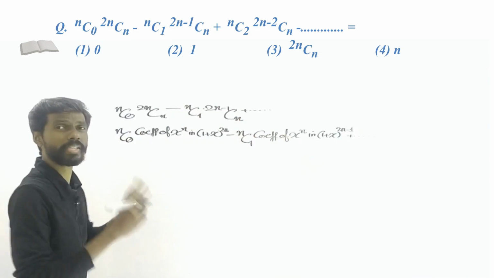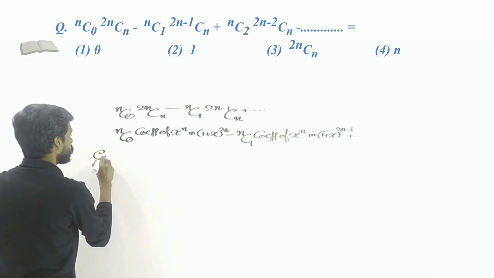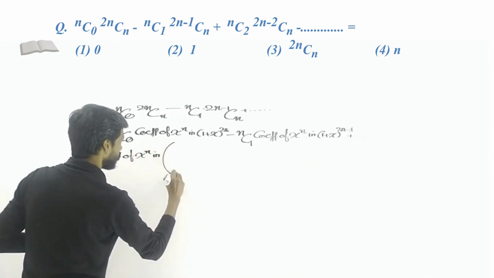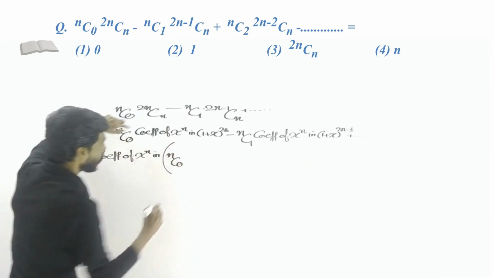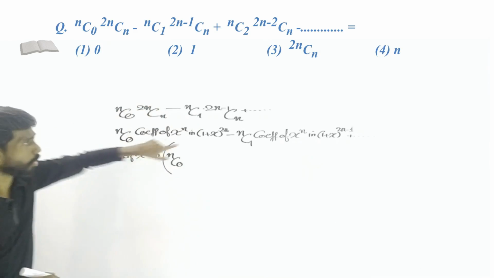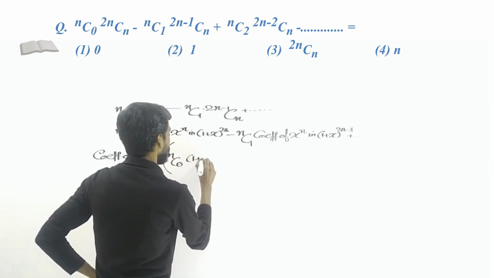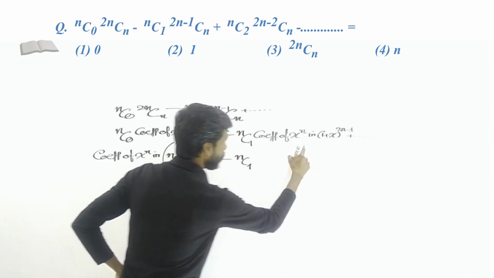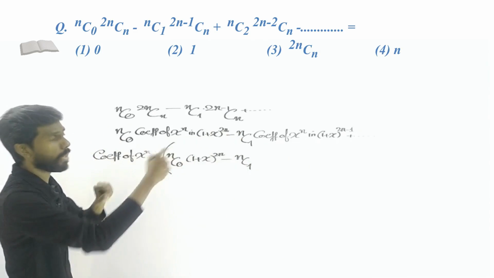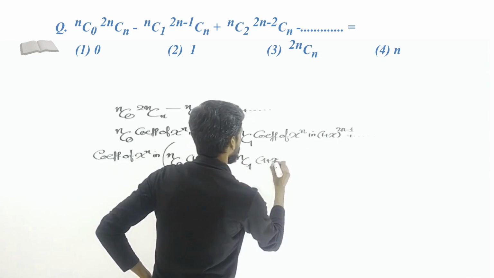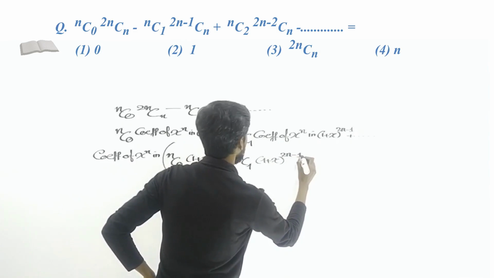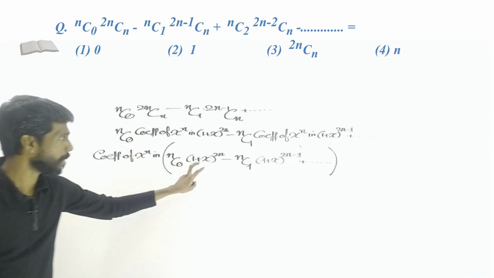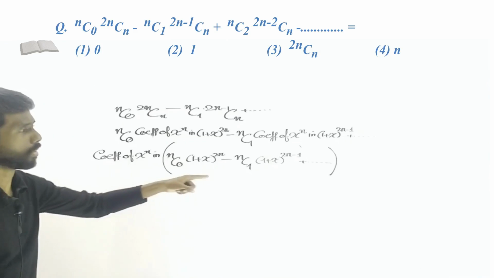From each term we only need the coefficient of x to the power n, so that can be taken out. So the coefficient of x to the power n in this whole thing, what is that? nC0 times the coefficient of x to the power n in (1 plus x) to the power 2n, minus nC1, again the coefficient of x to the power n in (1 plus x) to the power 2n minus 1. Now (1 plus x) to the power 2n, and there (1 plus x) to the power 2n minus 1.